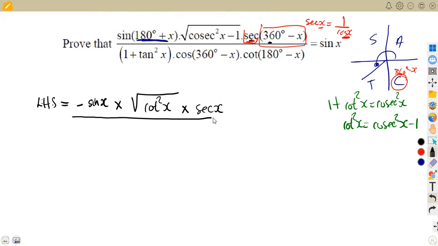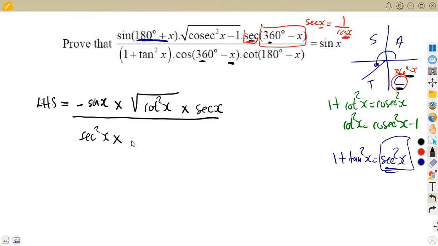That's everything over 1 plus tan squared. We know that 1 plus tan squared is sec squared, all right? This one is the basic identity that you are also given. 1 plus tan squared of x gives us sec squared x. So where there is this, we are going to replace it with sec squared x in this case. All right, so this is going to be sec squared x multiplied to cos of 360 minus x. 360 minus x is the last quadrant, and cos there is positive, so that will be cos x, multiplied to cot of 180 degrees minus x.